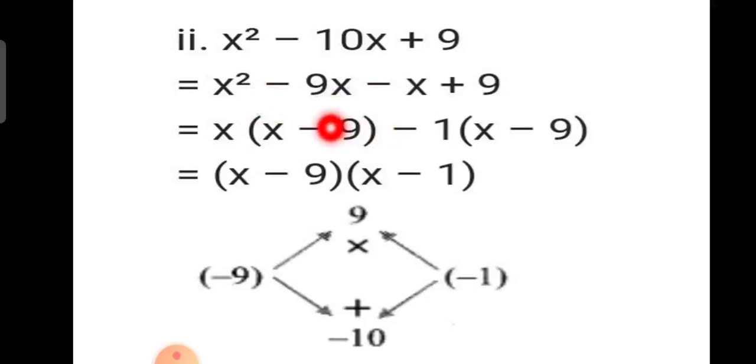Okay. Therefore here out of x square and 9x, x is the common factor. x minus 9 is the remainder. Minus 1 is the common factor, so x minus 9 is the remainder. So now both the brackets are same, so take that out as common. So x minus 9 is the common bracket and x minus 1 is the remaining term. Okay students, so in this way you can factorize.